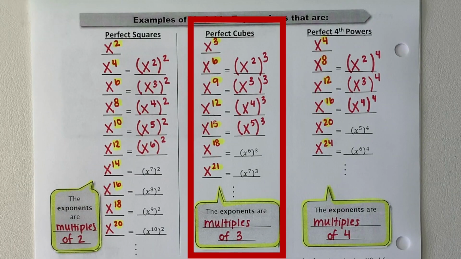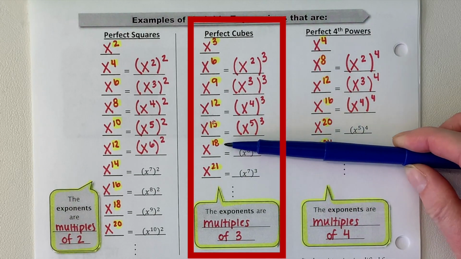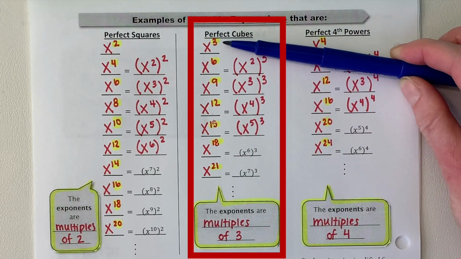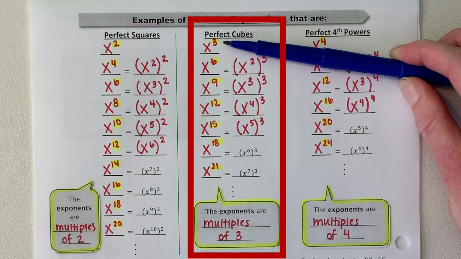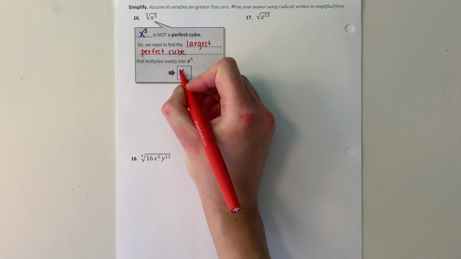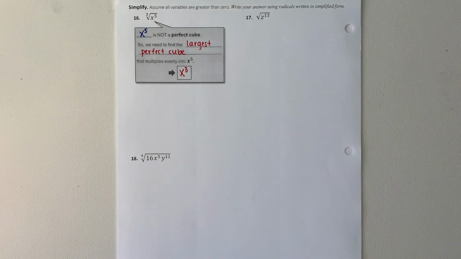There's a really nice, easy trick you can use. If you're looking for the largest perfect cube that multiplies evenly into x to the 5th, you just need to find the exponent as close to 5 as you can get, but it has to be less than 5. The exponent on this list that's as close to 5 as we can get, but less than 5 would be x cubed. So that's our answer. X cubed is the largest perfect cube that multiplies evenly into x to the 5th.